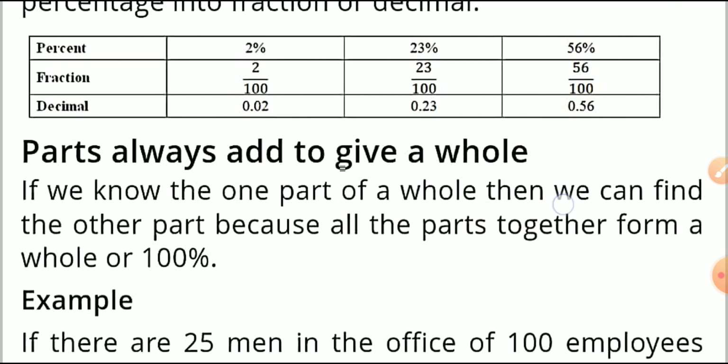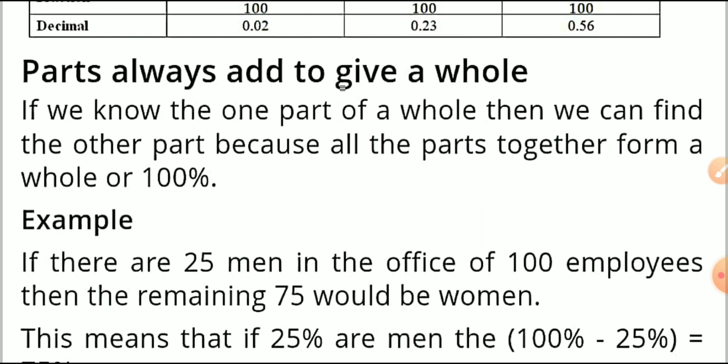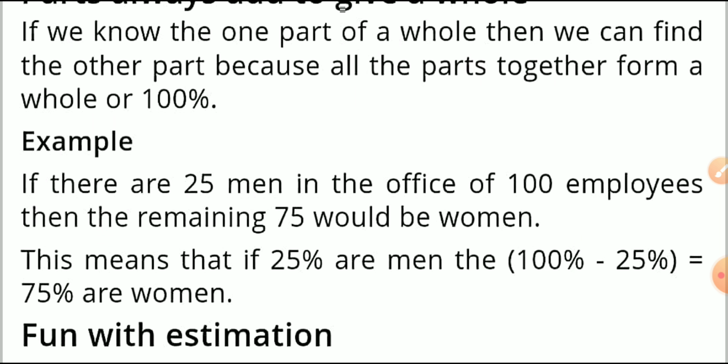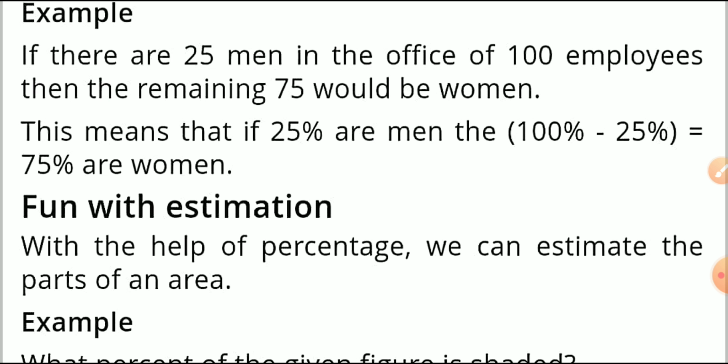Parts always add to give a whole. If we know one part of a whole, then we can find the other part, because all the parts together form the whole, or 100%. If there are 25 men in the office of 100 employees, then the remaining 75 would be women. Like this, we are calculating the percentage of the remaining part, because we know that the whole is always 100.